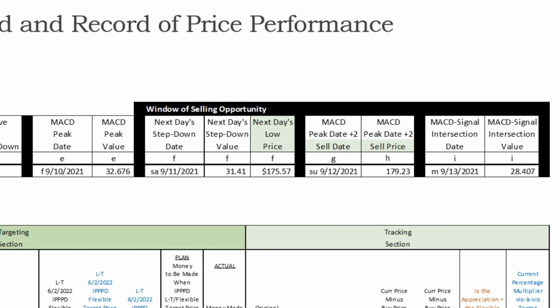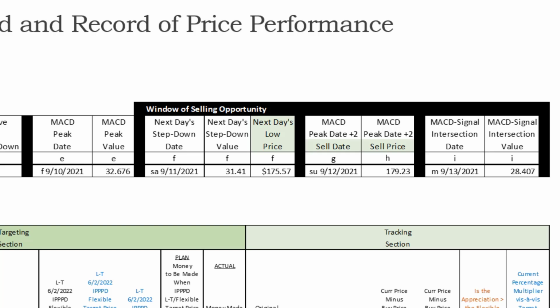F, for the step down date, enter Saturday, September 11th, 2021, and enter the MACD value of 31.41. The step down MACD value should, of course, be less than the MACD peak value. For that step down day, moving up from the MACD curve to the price history curve of candles, enter the low price of $175.57. Is it higher than the flexible target price of $48.05?